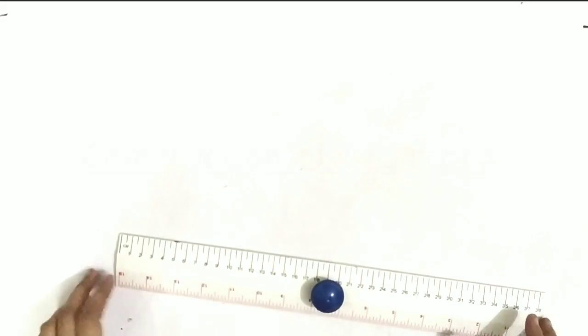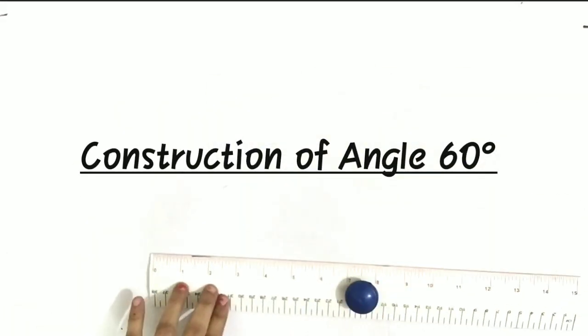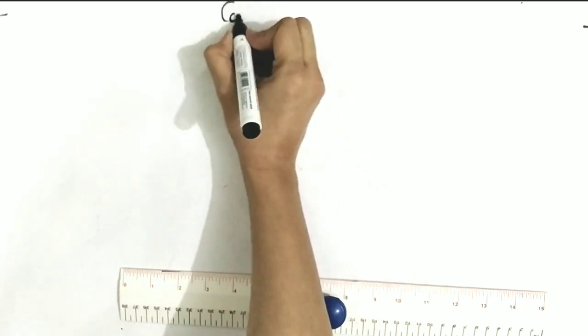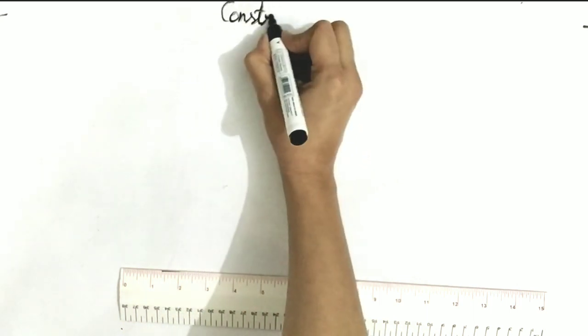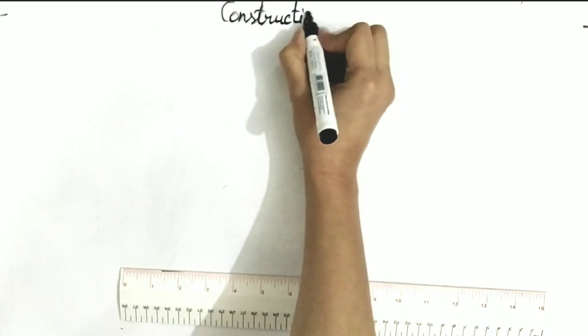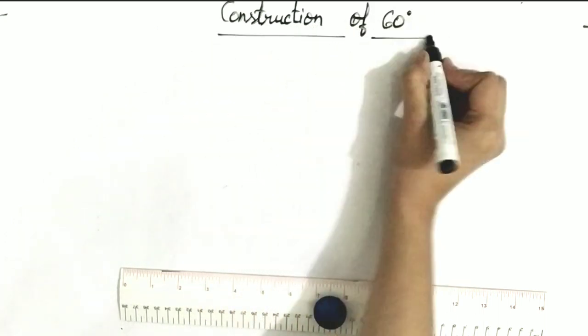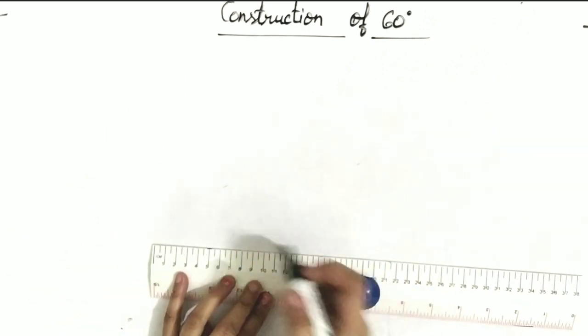First we start with the construction of 60 degrees. To construct an angle of 60 degrees, first draw a baseline with the help of a ruler. If in a question any measurement is given, you can draw according to that. Otherwise, without any specific measurement, you can draw a baseline.